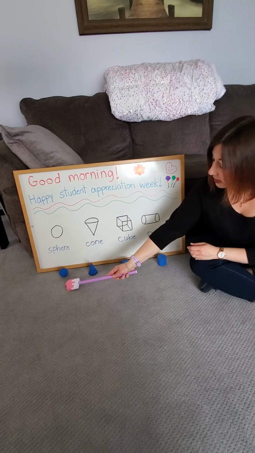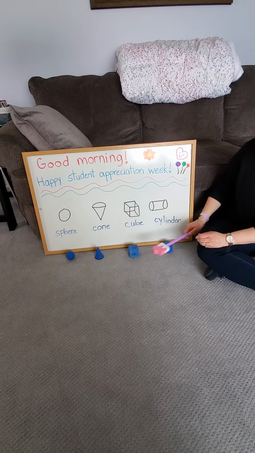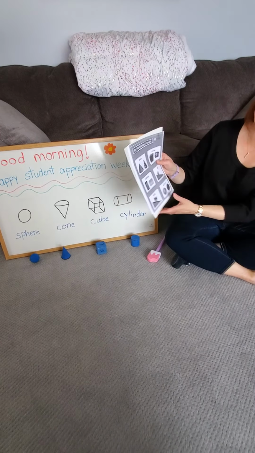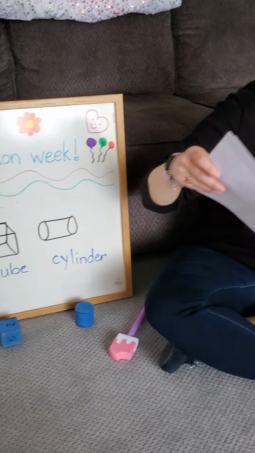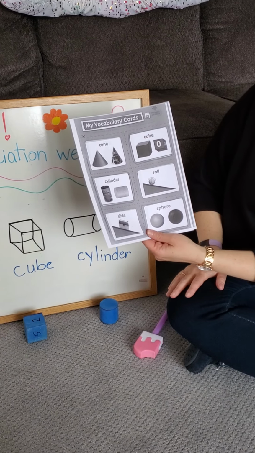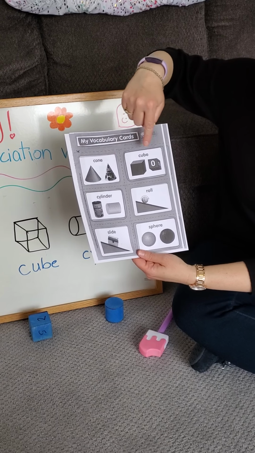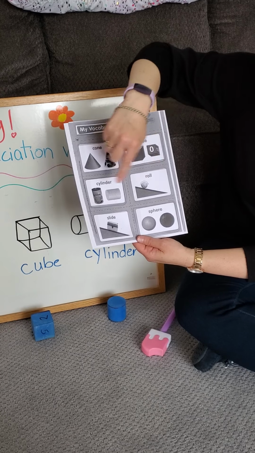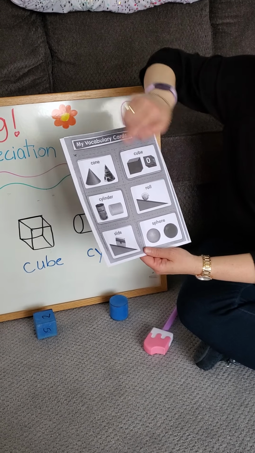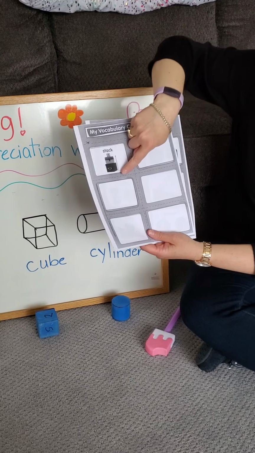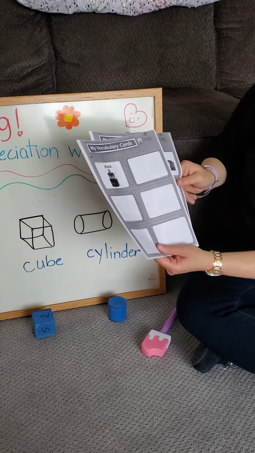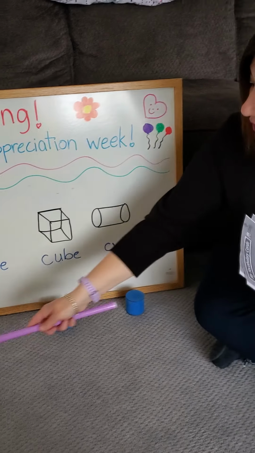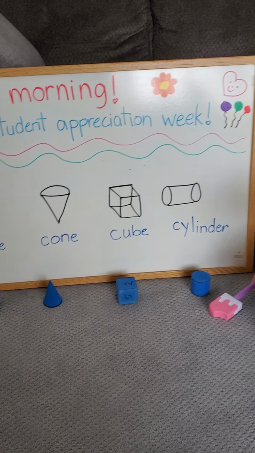So we've got a sphere, a cone, a cube, and a cylinder. And in your work that I sent, you have some math sheets, and in your math sheets, you have your vocabulary cards. So it shows you a cone, a cube, a cylinder. It shows you that some of these objects can roll, some of them can slide. There's your sphere, and some of them can stack on top of each other. So for today, I just wanted to go over what the shapes were. So we've got a sphere, a cone, a cube, and a cylinder.